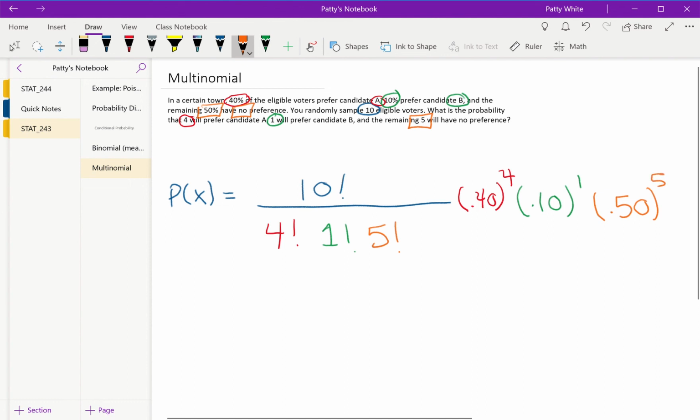Now you can let your calculator do all of the heavy work here, and when you put this information into your calculator, I believe that you get, let's see, 0.1008. All right, hope that helps.